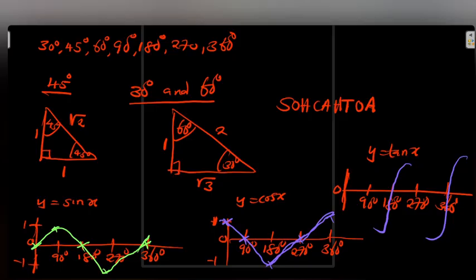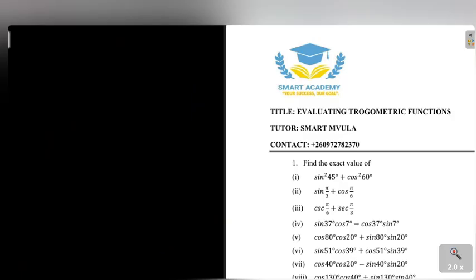That's the key that we use for trigonometric functions. This is the tool that we use. Looking at question number 1, it says find the exact value of sine squared 45 degrees plus cos squared 60 degrees. This is what we have.